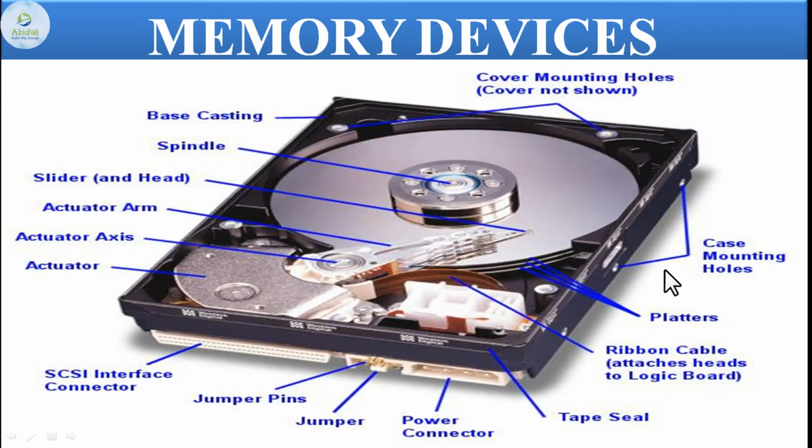We'll be seeing in the next diagram. So this is the cross-section which consists of so many things: the reading and writing arm and the disk. All these are going to help us to perform read and write operations on the hard disk.